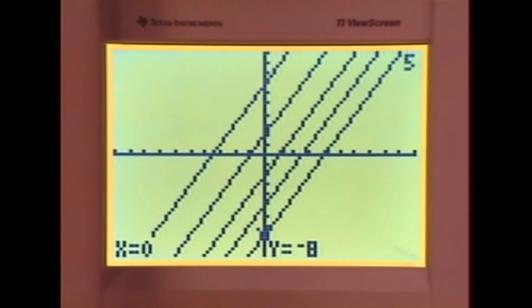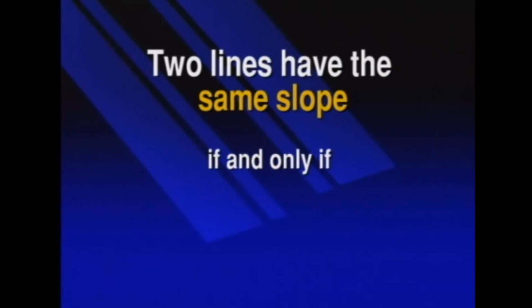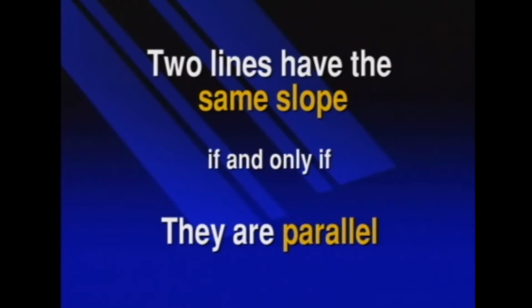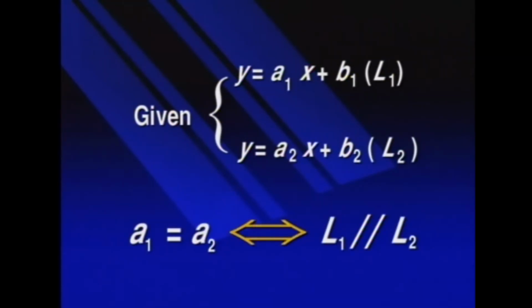Well, we are ready to make another conclusion, that when two lines are parallel, they have the same slope. Or, reciprocally, if they have the same slopes, they are parallel. That's an equivalence. Written in another form, y1 equals a1x plus b1, as you see in your visual, y2 equals a2x plus b2. a1 equals a2 if and only if L1 is parallel to L2.